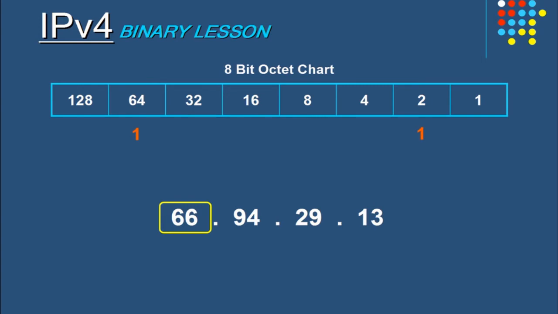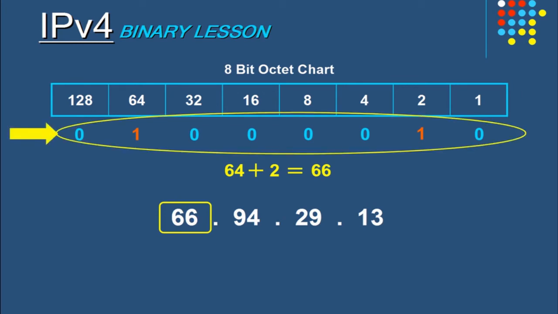So now if we count all the numbers that we have 1s underneath them, you would get a total of 66. All of the other bits would be 0s, because we don't need to count them since we already have our number. So this number here is the binary bit version of 66. So we'll put that number down here.